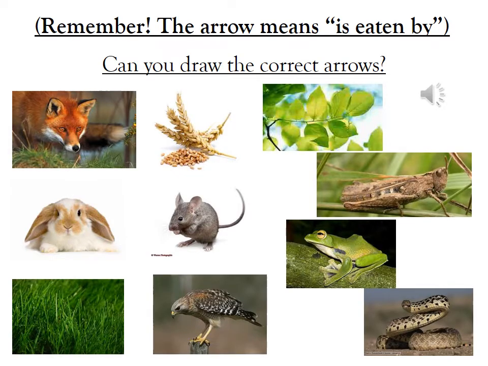Here is a bigger example. I would like you to choose at least 3 of the organisms from these pictures and put them into a correct food chain. Make sure you've got your arrows going the right way.